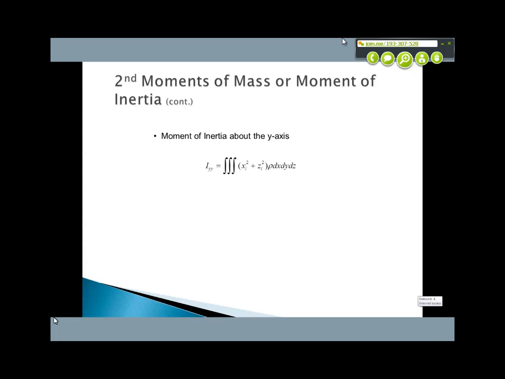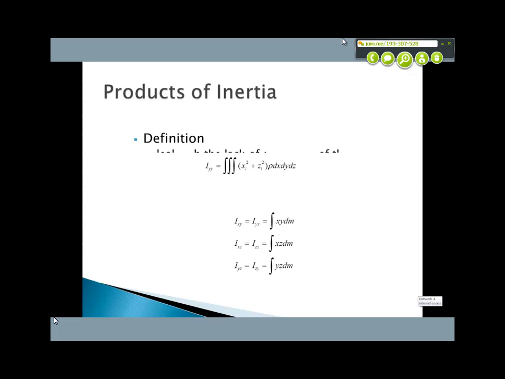So that's for z. What is it for IYY? Well, all you do is get rid of the x squared component, the y squared component, replace it with z squared. If you're looking at the IXX term, then it's just y squared plus z squared. And so it's a pretty simple set of equations to kind of remember and use in doing your engineering work.